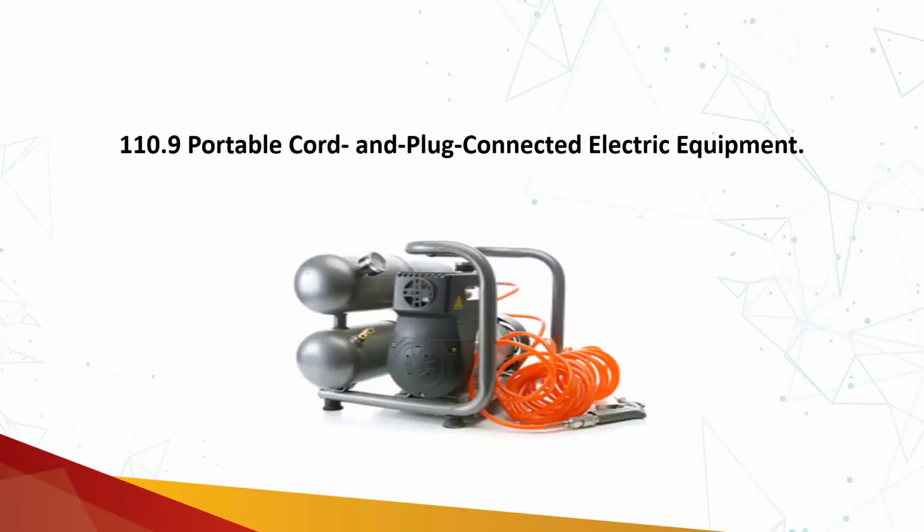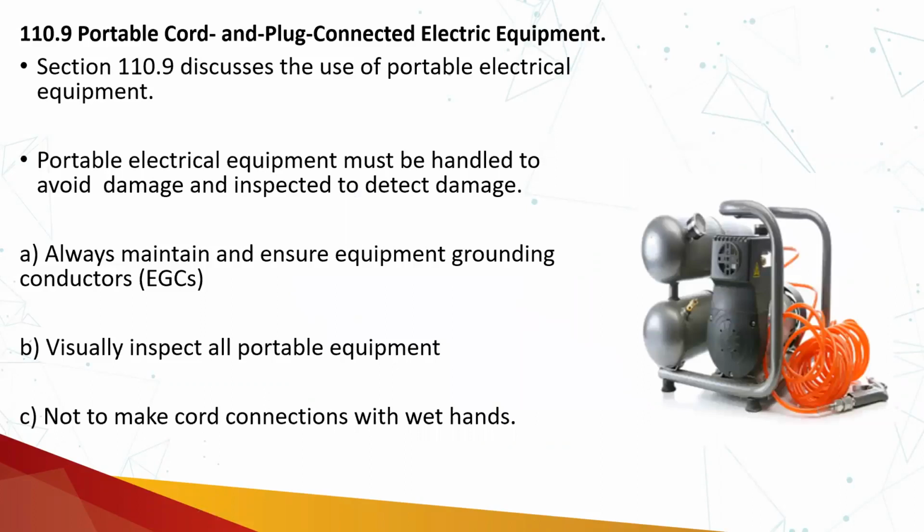110.9 talks about portable cord and plug connected electrical equipment. Some generic requirements are that you should not plug in the cord connections with wet hands. You should not pull your portable equipment by the wires. Always inspect portable equipment before using, and use GFCI or an equipment grounding conductor when using those portable electrical equipment. So Article 110.9 talks about portable cord and plug connected electrical equipment.